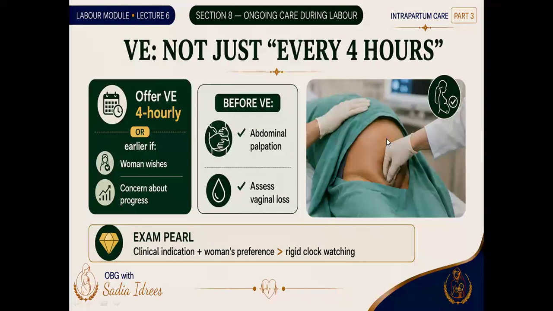And remember the language here. We offer a vaginal examination. We explain why it may be helpful, obtain consent, ensure privacy and dignity, and respect the woman's preference. So the point is the clinical indication and the woman's preference are more important than rigid clock watching. 4 hourly is the routine interval. It is not a rule saying that vaginal examination can never be done earlier.